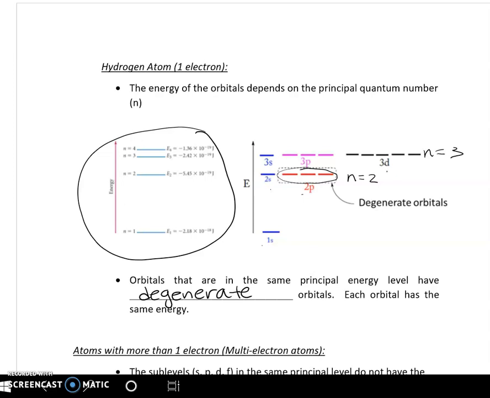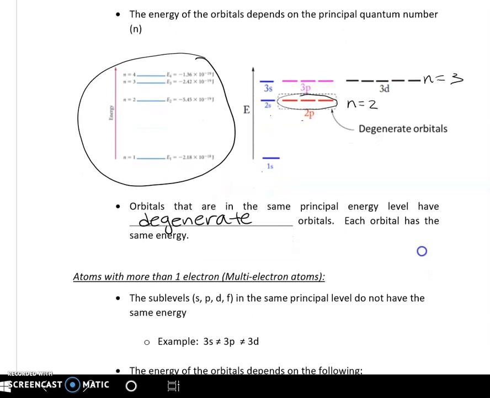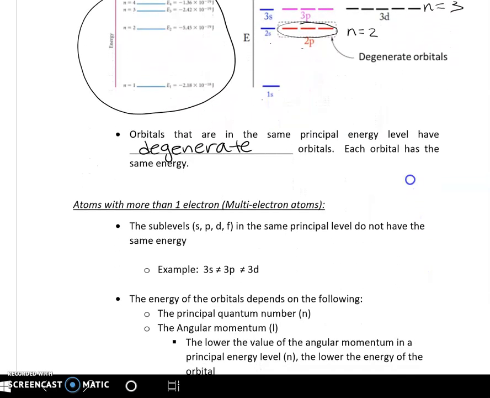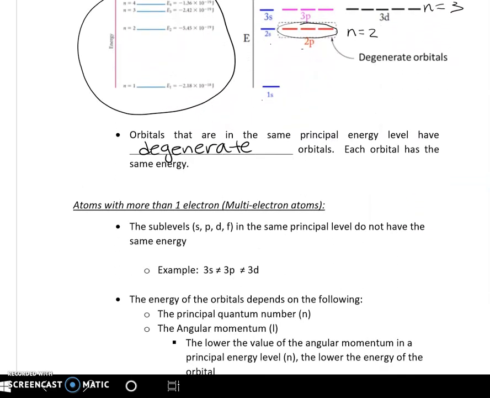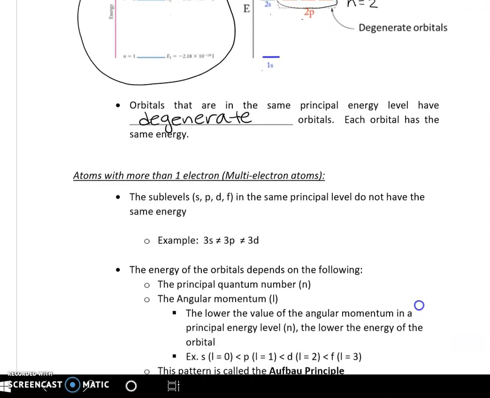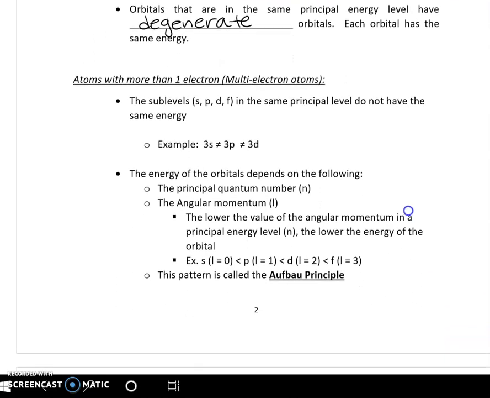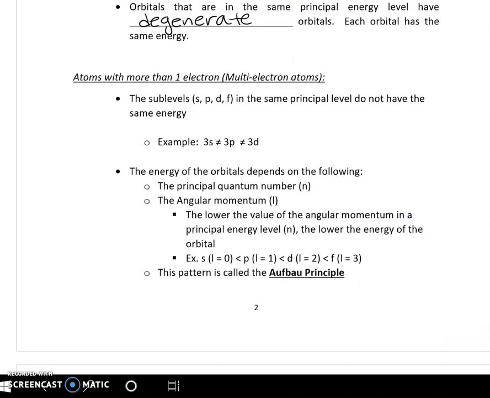Now, what happens is that once you get past having just one electron, so atoms with more than one, well, when you solve the approximate solution to the Schrodinger equation, you start to see that the sublevels are no longer degenerate. They're actually going to split. And that's what you should have remembered from intro chem. And if you didn't, don't worry, we're going to go over it again. But here, if you have more than one electron, our sublevels do not have the same energy.